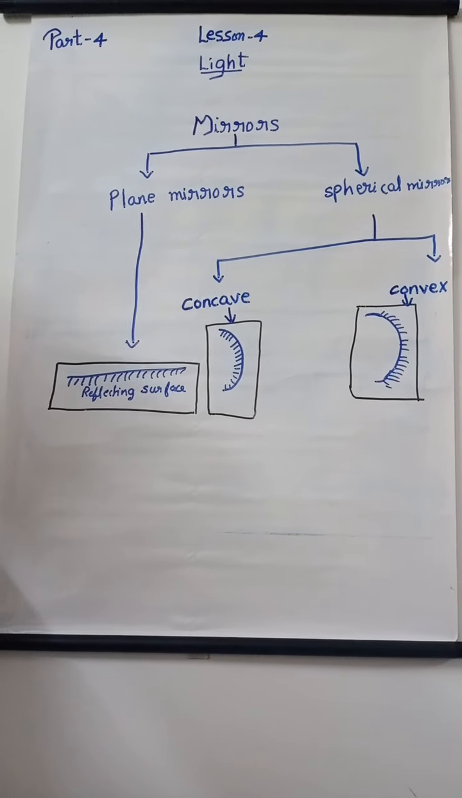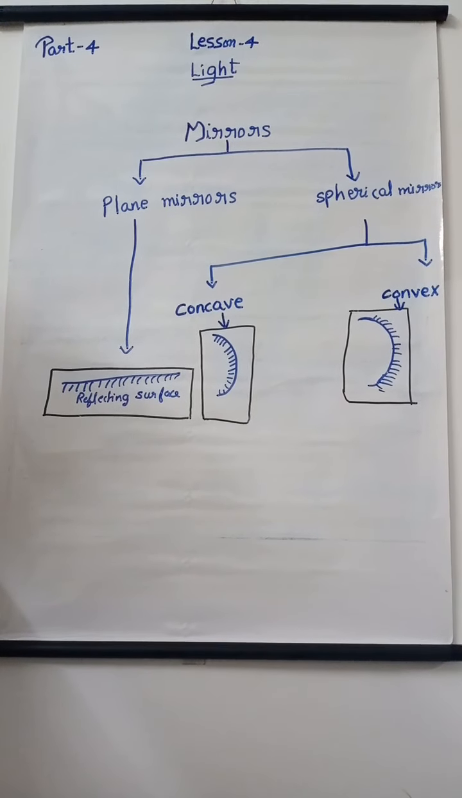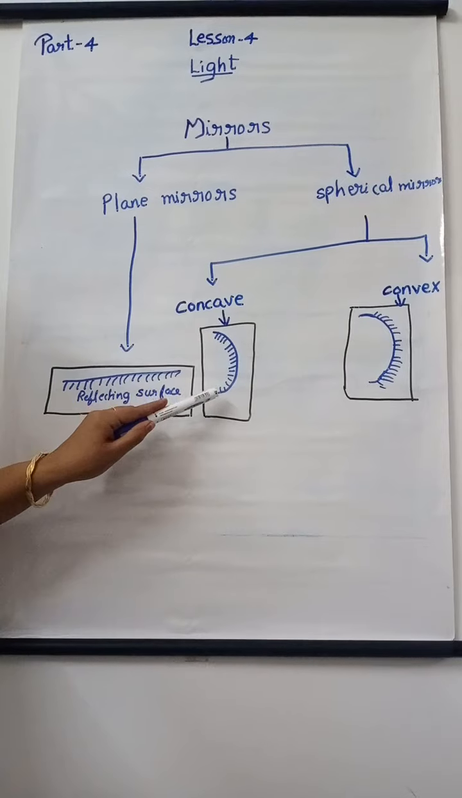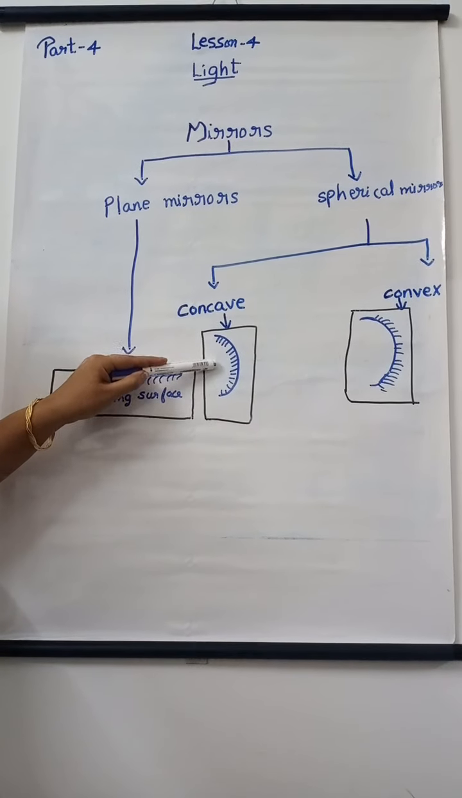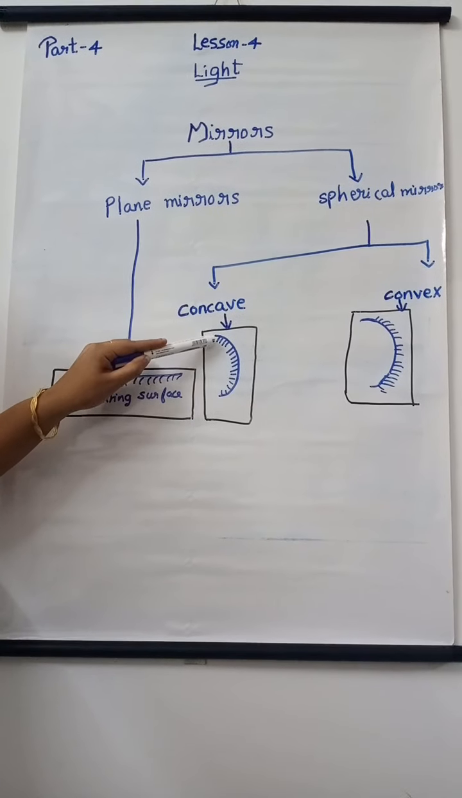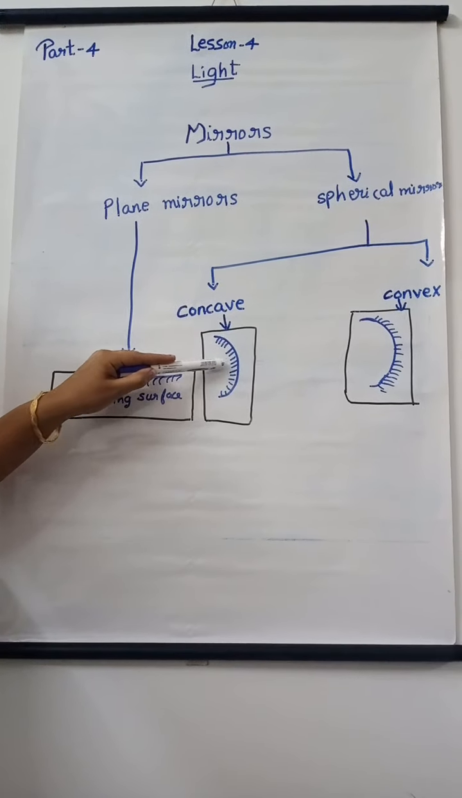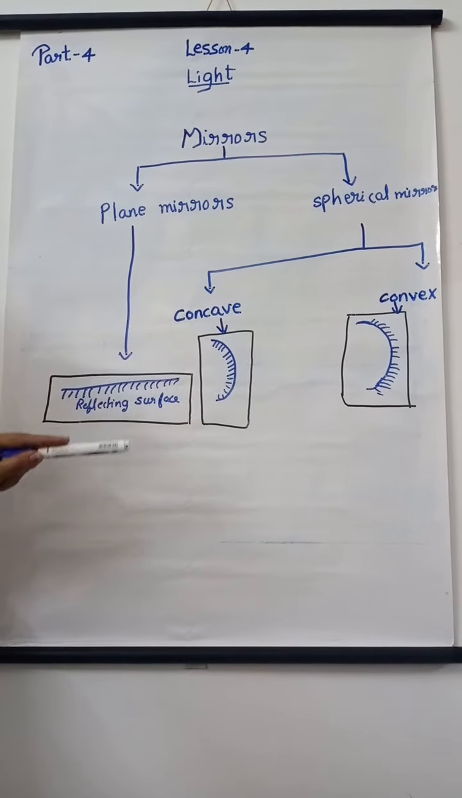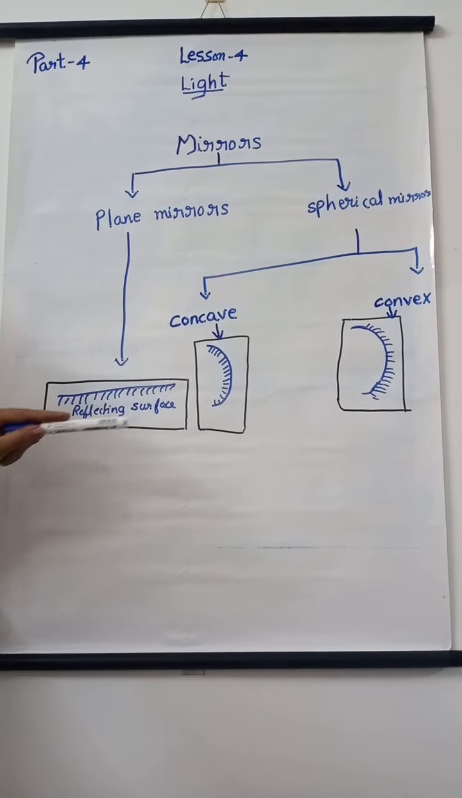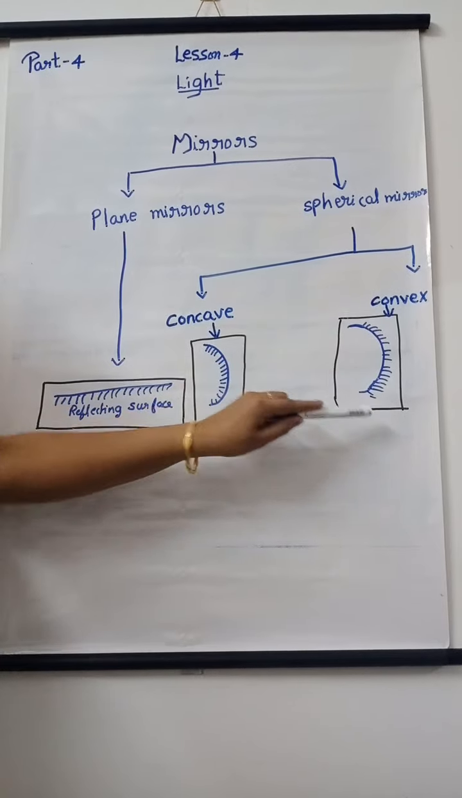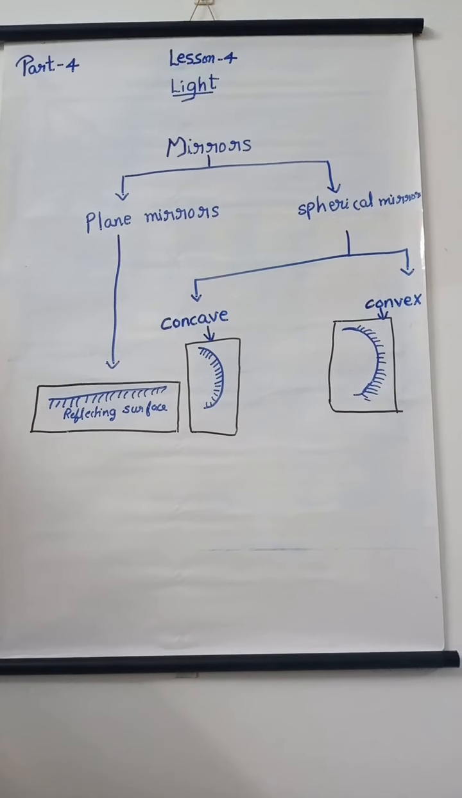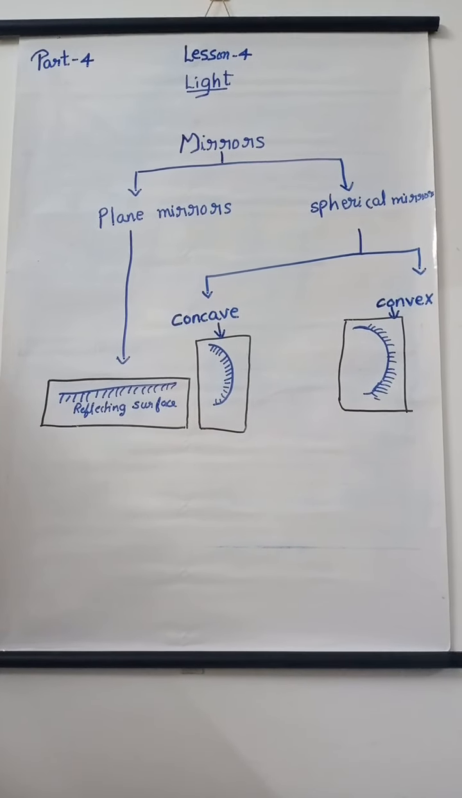The difference among them on the curved surface is that concave mirrors have a reflecting surface that curves inwards. The portion that I have drawn these lines on shows the reflecting surface, whereas the reflecting surface of convex mirrors bulges outwards. Mirrors are the best reflectors of light.